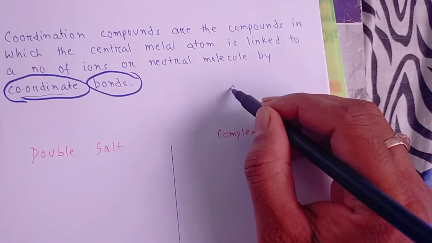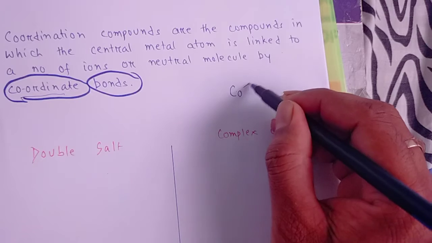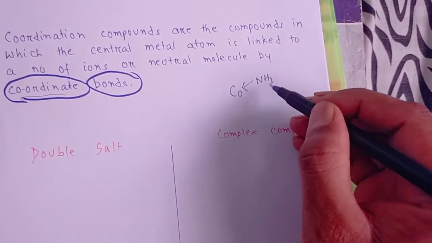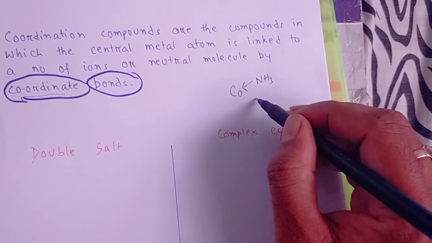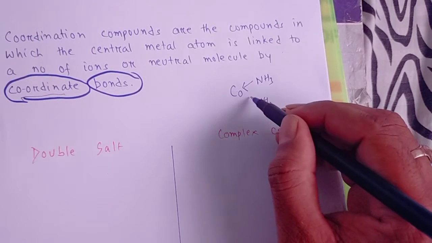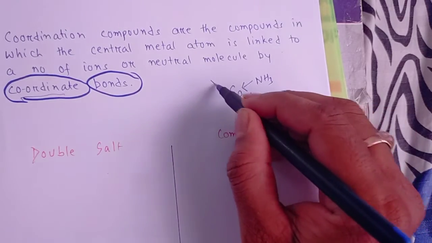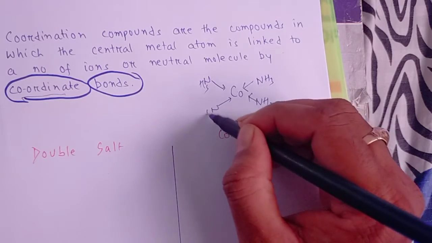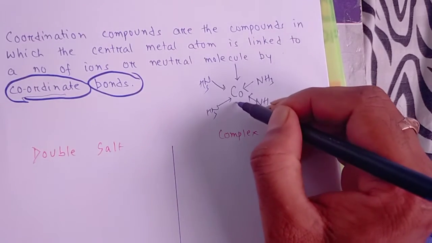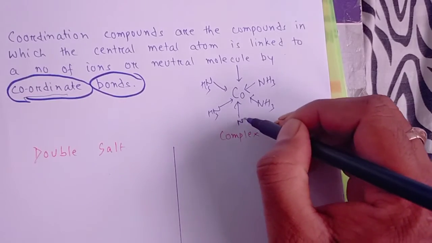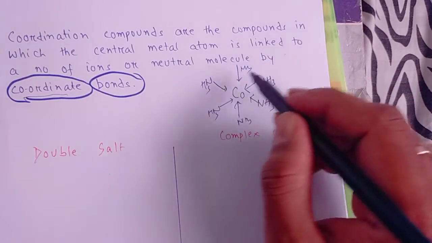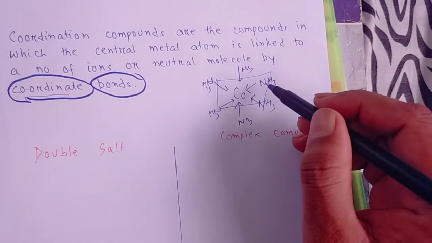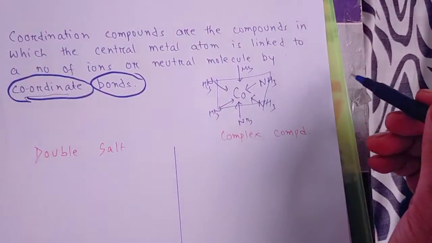Suppose there is cobalt forming a bond with ammonia. The two electrons of nitrogen form the bond. So one on top, one below: this is NH3, and the above also NH3. This type of bond is actually a coordinate bond, where both the participating electrons come from one atom.